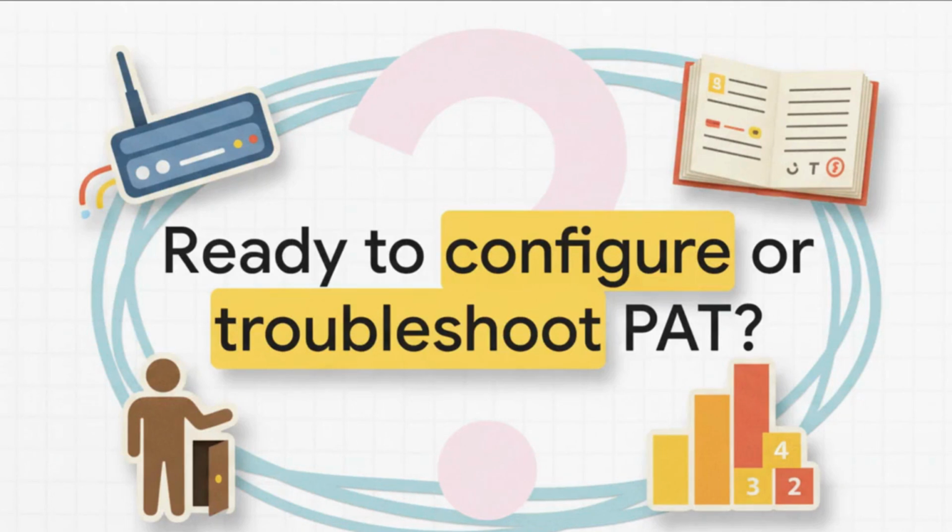Which leads us directly to the practical application of everything we've talked about. Understanding these mechanics, the bouncer at the door, the meticulous translation ledger, and those hard mathematical limits gives you incredible power over your network. So I'll leave you with this final provocative thought. Would you like to know how to configure PAT on a Cisco router? Or are you maybe trying to troubleshoot an active port exhaustion issue right now? Whatever it is, the knowledge we've covered today is the exact foundation you need to tackle either challenge.